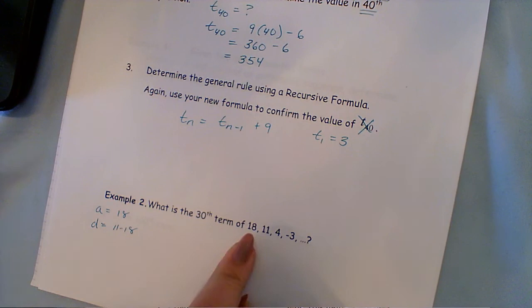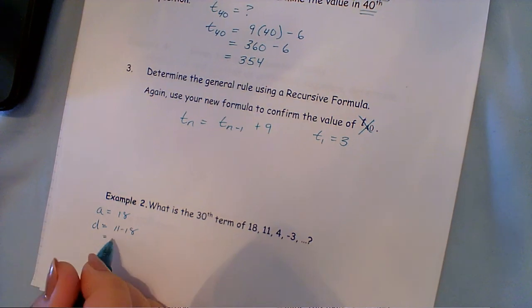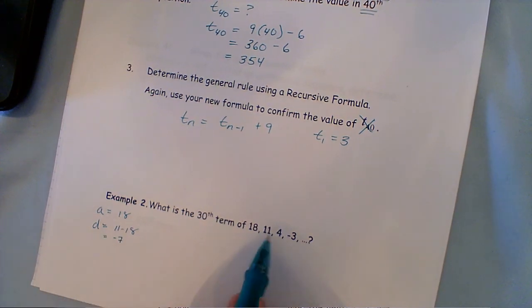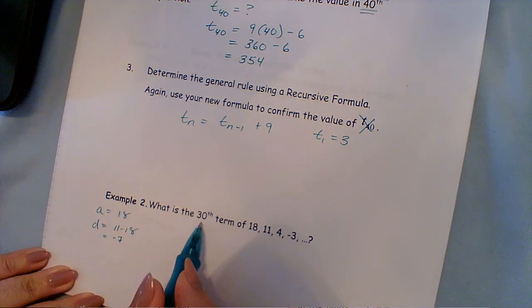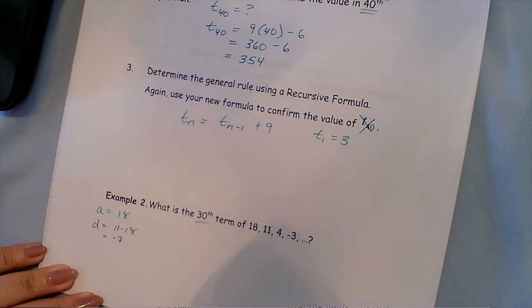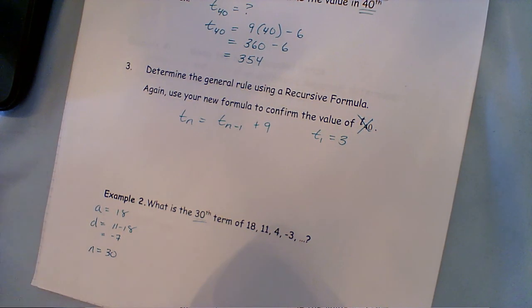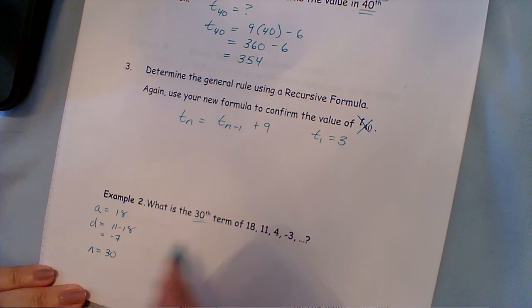Second number minus the number in front of it is negative 7. 4 minus 11 is negative 7. Negative 3 minus 4 is negative 7. They're all negative 7. It's asking us for a particular value. So we know n is 30 in this particular case. Not asking us for the general formula, but a very particular position.